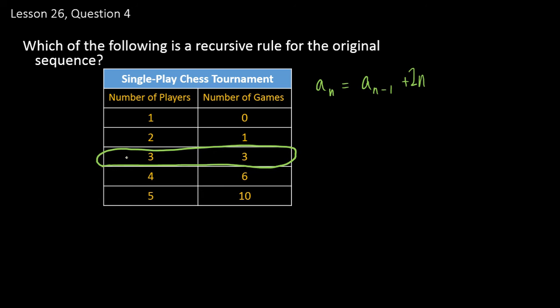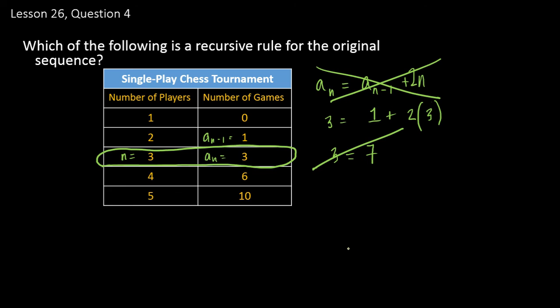By using this row, what I'm saying is that n equals 3 and a sub n equals 3. Remember that a sub n minus 1 describes the term before, so a sub n minus 1 equals 1. According to this, a sub n, which is 3, is equal to a sub n minus 1, which is 1, plus 2 times n, which is 3. That means I'm claiming that 3 is equal to 7. Is this true? No. So this is not the correct recursive rule for this.